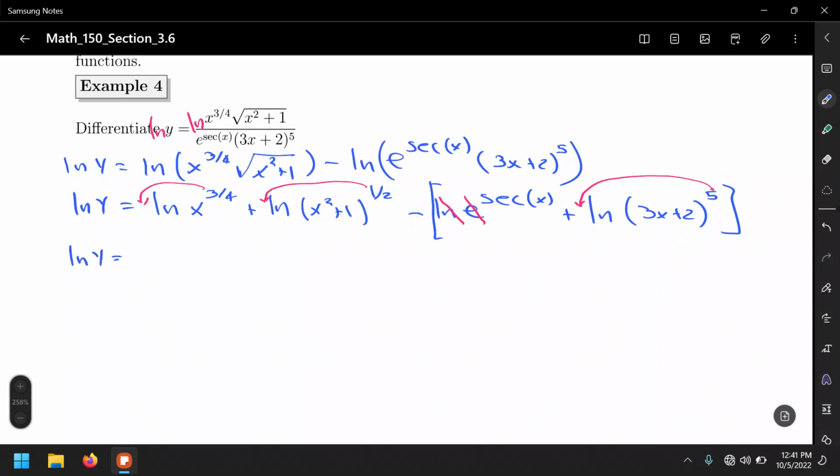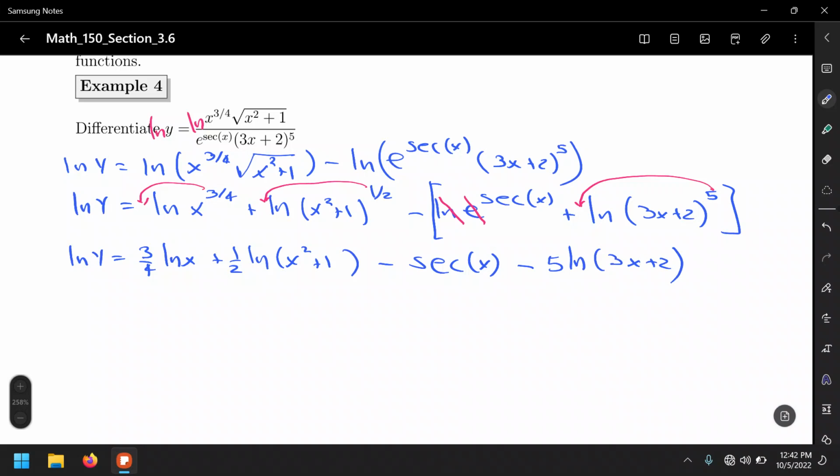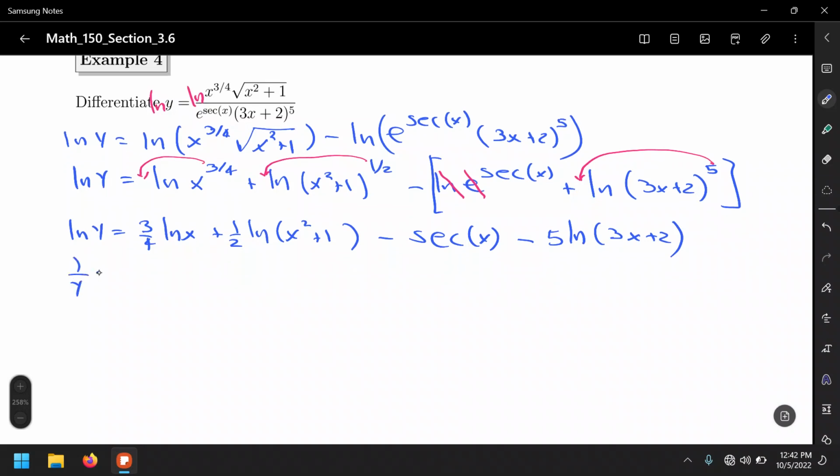And ln of y equals 3/4 ln of x plus 1/2 ln of x squared plus 1, and minus simply secant of x, and minus, because the minus affects the sign of both terms inside the brackets, minus 5 ln of 3x plus 2. And at this point, I think we're ready to differentiate this function. So again, the derivative of ln of y is 1 over y times dy dx equals 3/4 times the derivative of ln x, which is simply 1 over x, plus 1/2 the derivative of ln of x squared plus 1.